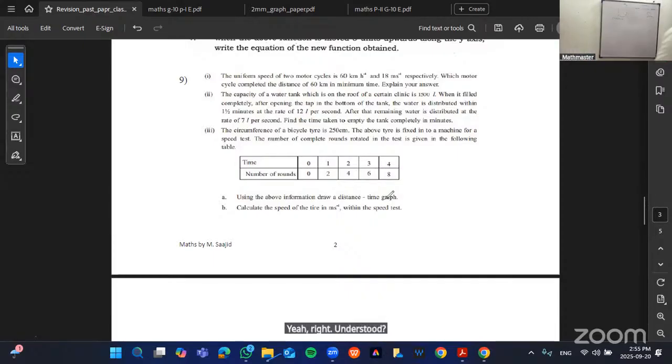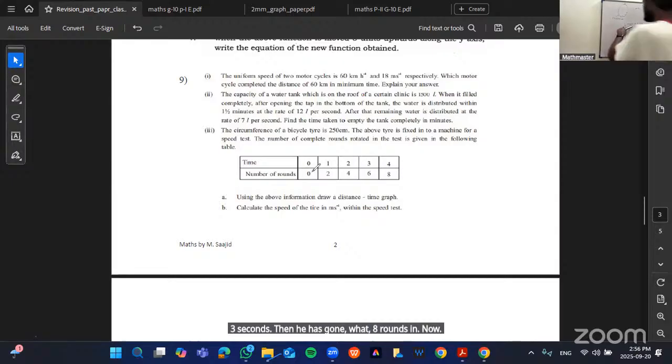Understood? Now they have given the graph here. The number of rounds: 2 rounds, he has gone in 1 second. So the time is in seconds. In 1 second, he went 2 rounds. Then the next one, he has gone 4 rounds in 2 seconds. Then 6 rounds in 3 seconds. Then he has gone 8 rounds in 4 seconds.